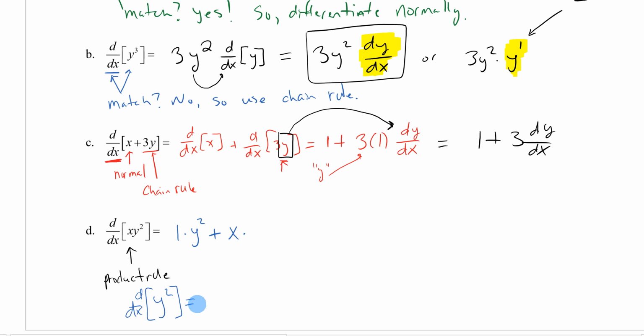This is the part that students mess up the most. So the derivative of y squared is 2y, like the power rule. But then applying chain rule, the derivative of y is dy dx. So this would be 2y dy dx.